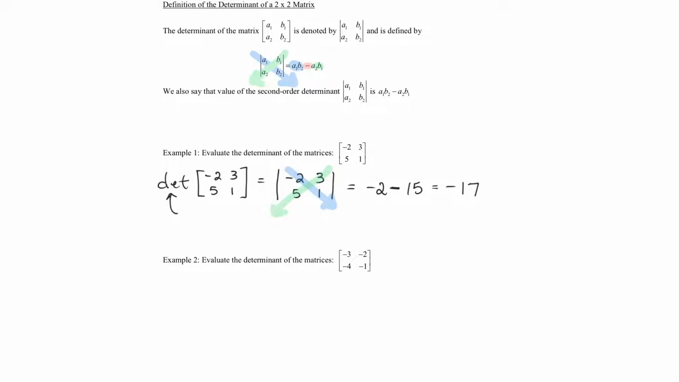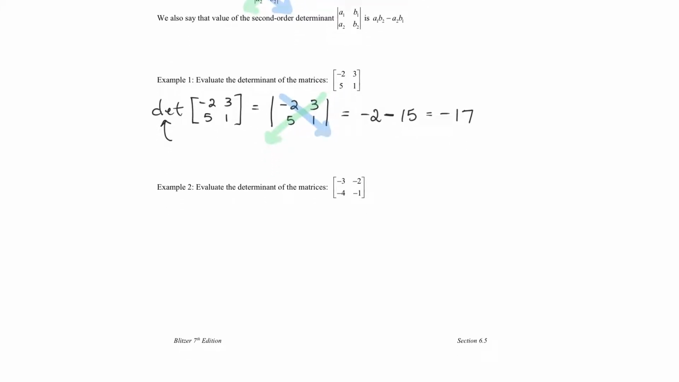All right, let's look at the next one. The biggest problem that students have with this is signs, so just be careful with your signs. I'm going to call this matrix B so we can talk about another way that this could be shown. I could say determinant of matrix B. I could put the name of the matrix inside the determinant bars, or I could write it out.